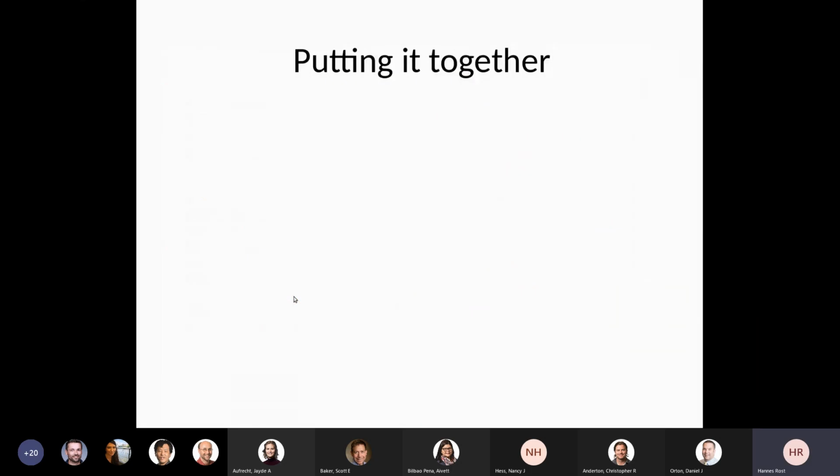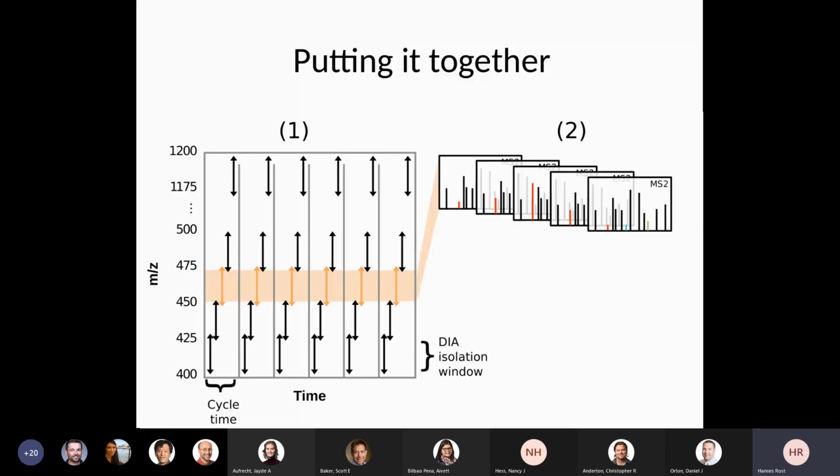So how do we now put these different pieces together? We had our initial development of data-independent acquisition and the SWATH-MS targeted extraction approach, and now we have this new novel trapped ion mobility device. The way we put this together is we started out with our initial scheme of performing data-independent acquisition.